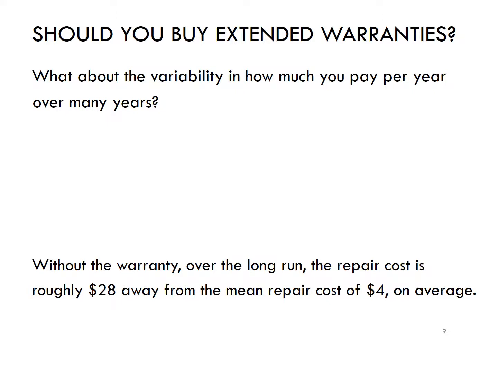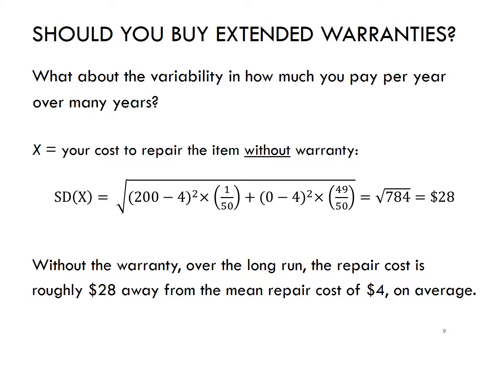So to find standard deviation, we take a value of x, 200, minus the expected value, 4, square that deviation, and multiply by the probability x equals 200, which is 1 over 50 for this case. Repeat that for all other values of x. To find the standard deviation, we then sum those products, take the square root, and get a value of 28. Make sure to check my math. What does this number mean? Without the warranty, over the long run, the repair cost is roughly $28 away from the mean repair cost of $4 on average.